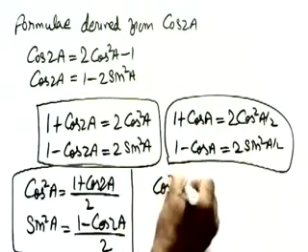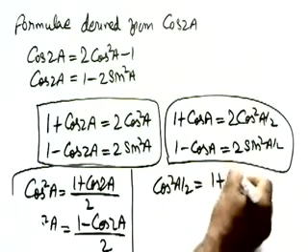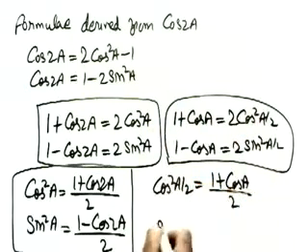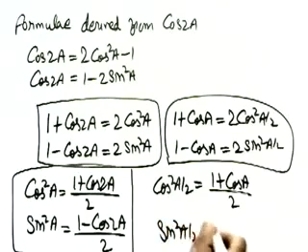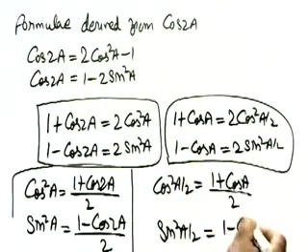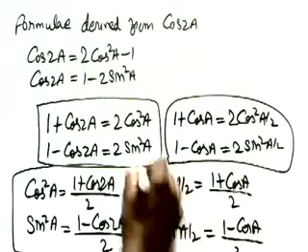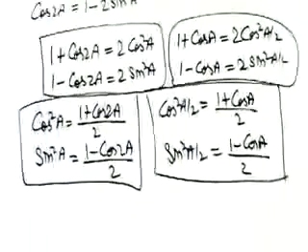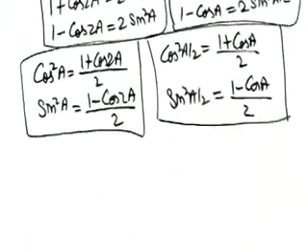In the same way, cos square a by 2 will be 1 plus cos a divided by 2. Bring this 2 here, it will be divided. In the same way, sin square a by 2 will be 1 minus cos a divided by 2. So these are the very important formulas we have to use in transformations and many other places.